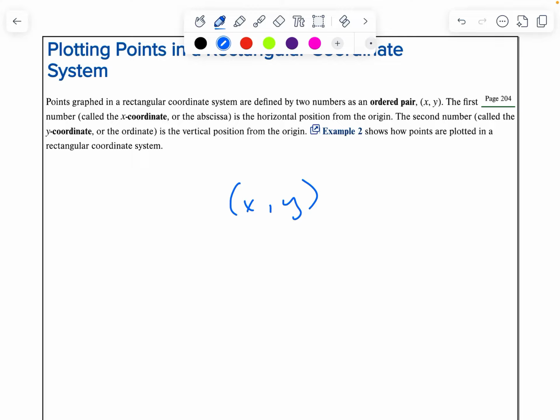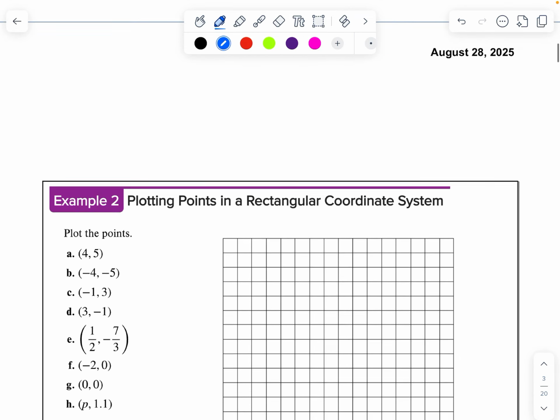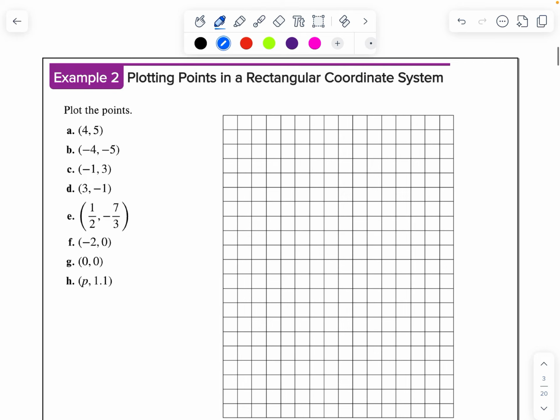The x coordinate tells you how far left and right you're going to move, and the y coordinate tells you how far up and down you're going to move. We're going to see a lot of examples of this today. Every point has an x and a y, and we're going to use those points to draw equations of lines. We're just going to do a few of these.